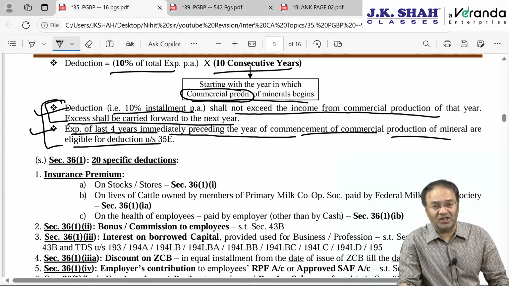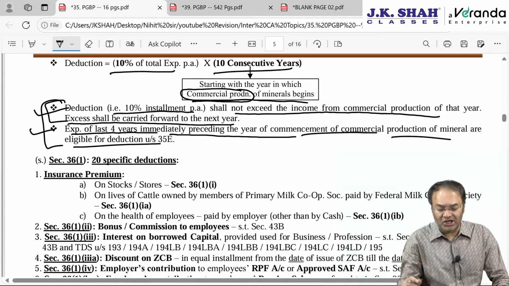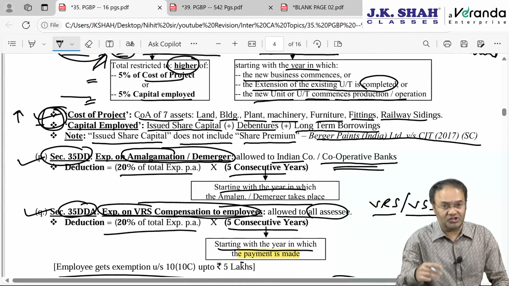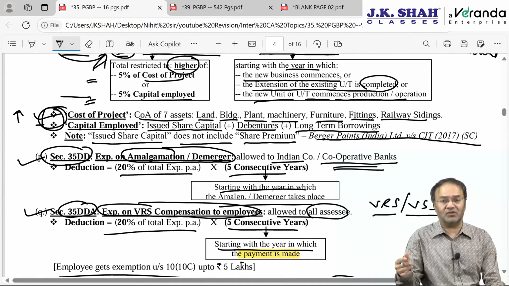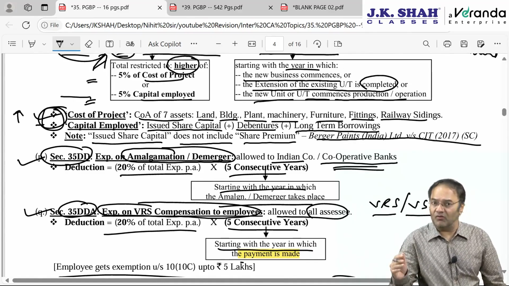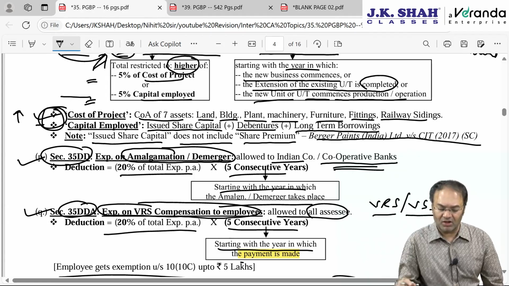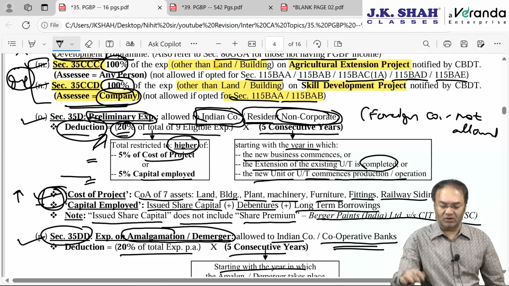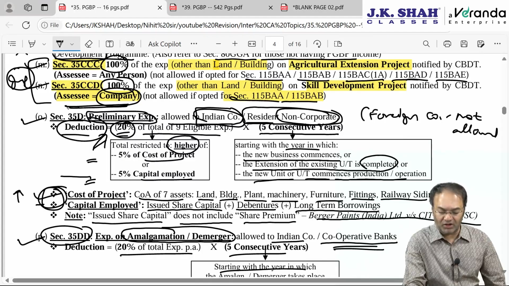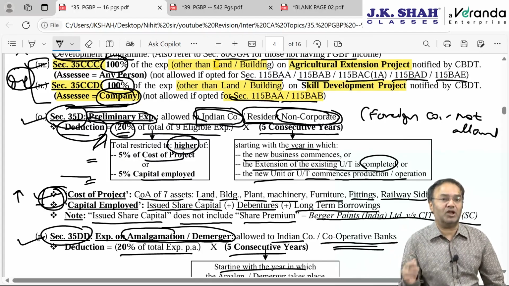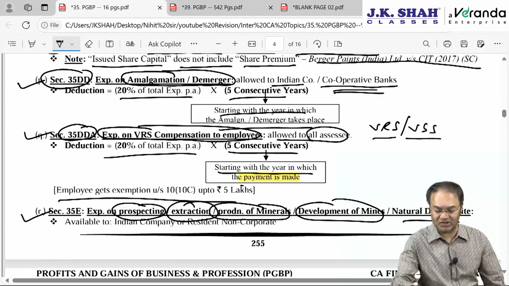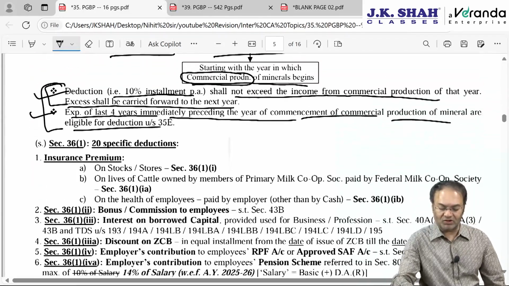Clear? That was 35E. So 35D, 35DD, 35DDA. Of course, for 35D, 35DD, 35DDA, there is a common point that a CA certificate has to be furnished or attached with the IT return in which deduction is claimed, a CA report 1 month before the due date of filing IT return. And in all these deductions, there is a clarification that there is no double deduction. Once you claim under 35D, the same expenditure you can't claim in some other section. Once you claim under 35DD, you can't claim it under another section. Same way for 35E also.